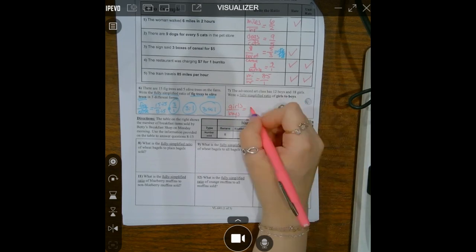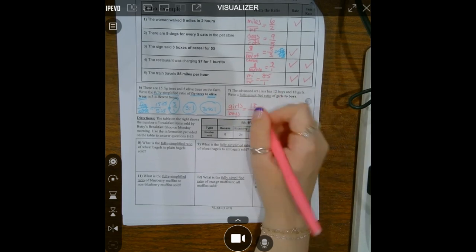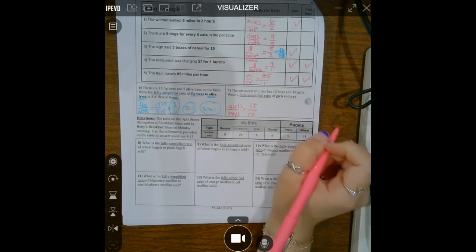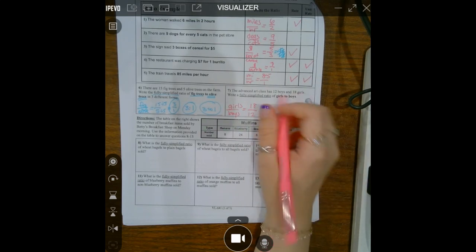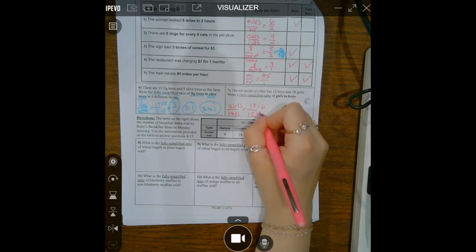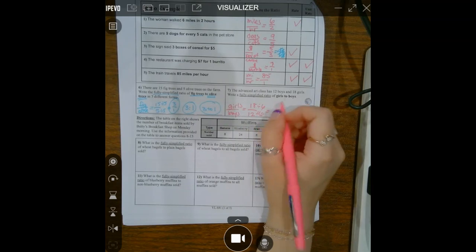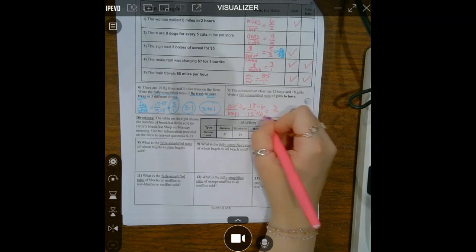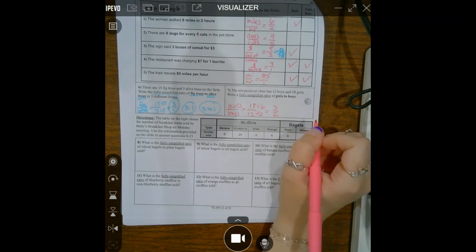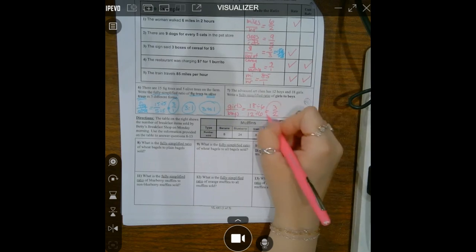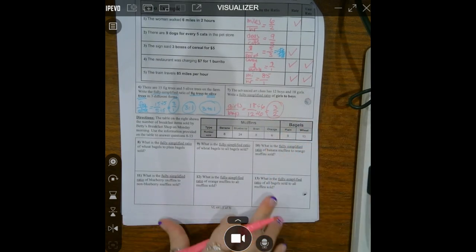Okay, well, for girls, there's 18. And how many boys are there? They said 12. Can anything go into 18 and 12? Yeah, 6 can. And 18 divided by 6 is 3, and 12 divided by 6 is 2. Can you reduce it any more? Nope. So 3 over 2 is your final answer.